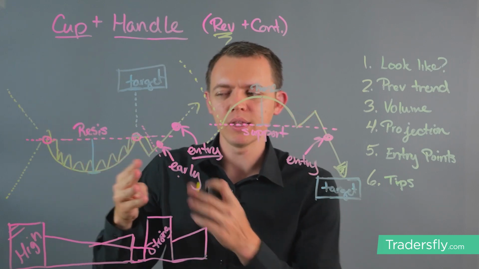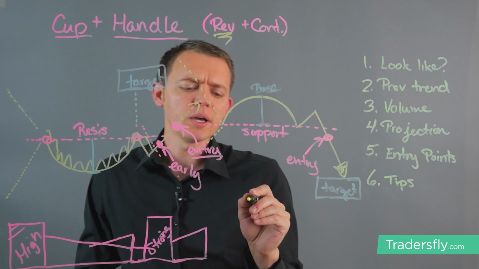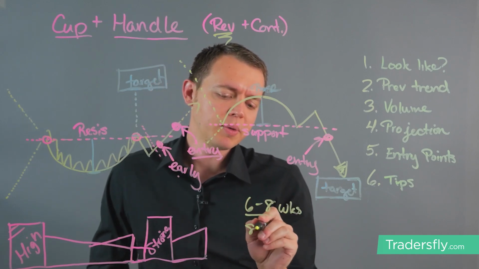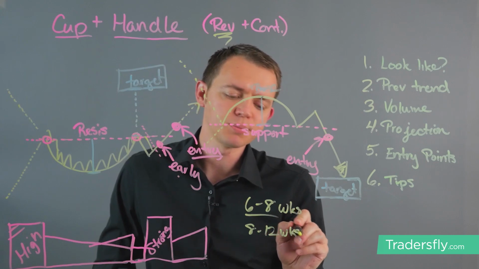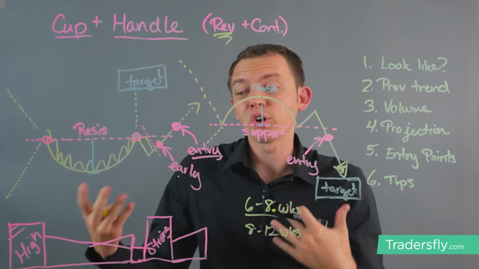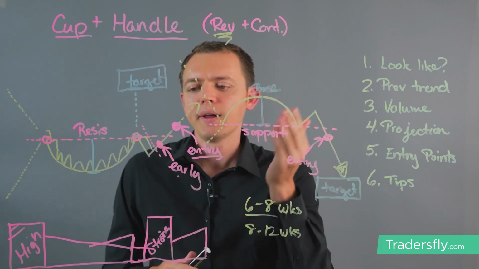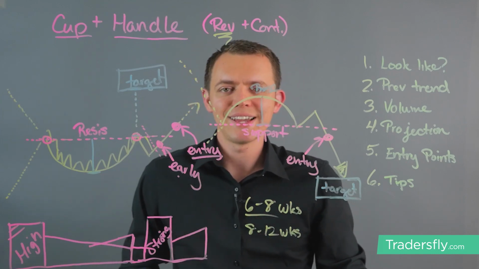These are pretty big and long patterns, whereas normally a pattern might be 6 to 8 weeks, this one could be maybe 8 to 12 weeks. It just takes much more time because, again, it's more cushiony, it's softer, there's not a lot of dramatic movements in there, so it just takes a little bit longer to digest.